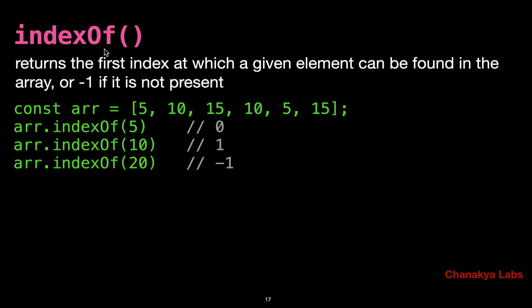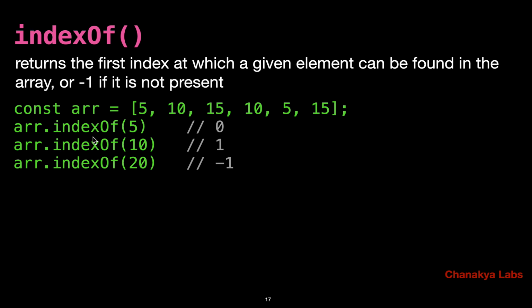So indexOf returns the first index at which that particular thing is available, which means that indexOf 5 will give me 0 because it is available at index 0. indexOf 10 will give me 1 because at index 1 it is available. indexOf 20 will give me -1 because this thing is not present, and that's why it gives me -1. So -1 signifies that it is not present.